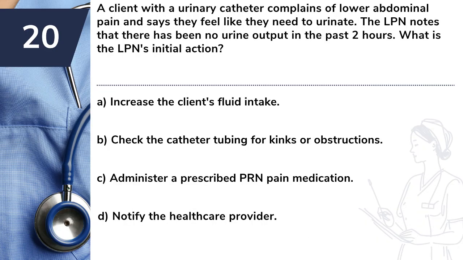Question 20. A client with a urinary catheter complains of lower abdominal pain and says they feel like they need to urinate. The LPN notes that there has been no urine output in the past 2 hours. What is the LPN's initial action? A. Increase the client's fluid intake. B. Check the catheter tubing for kinks or obstructions. C. Administer a prescribed PRN pain medication. D. Notify the healthcare provider.